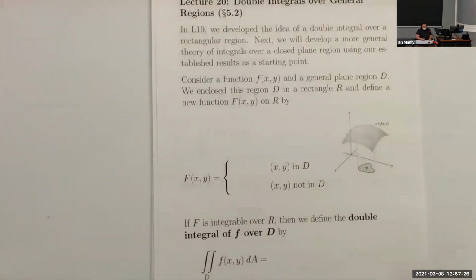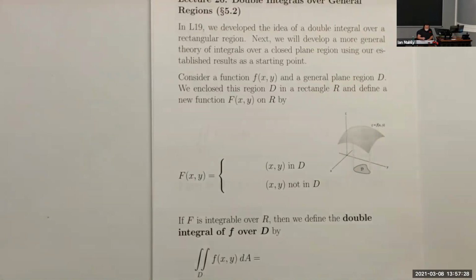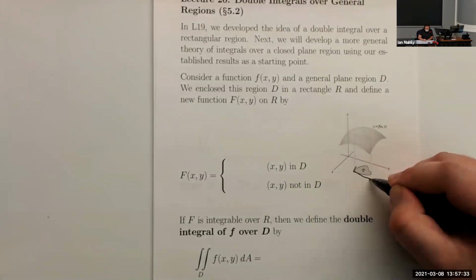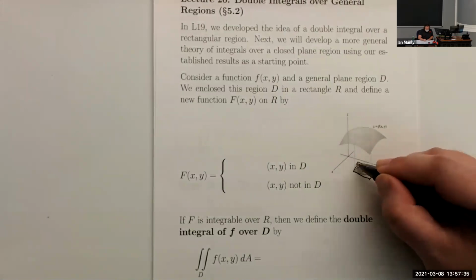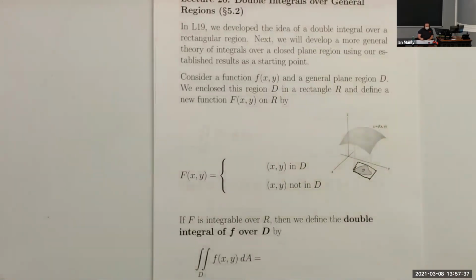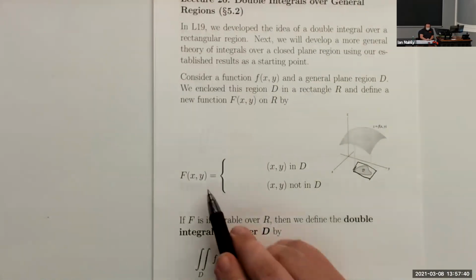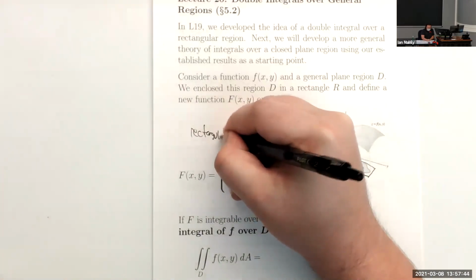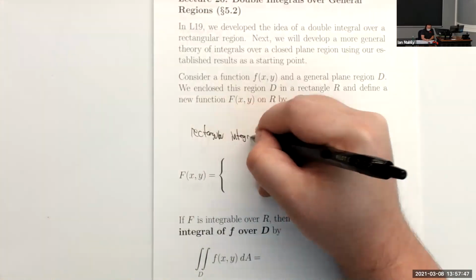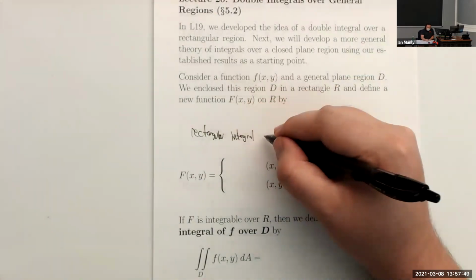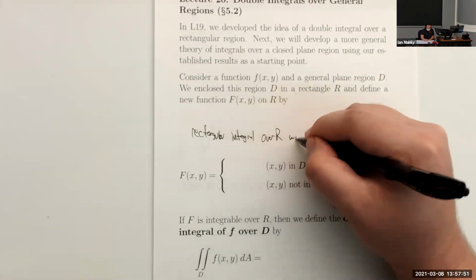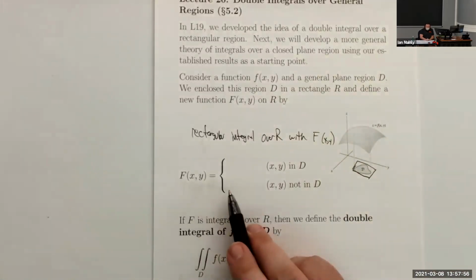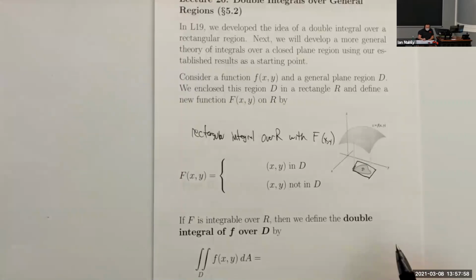What we're going to do is define a new function over a rectangle that contains D. So let's imagine that this is our rectangle and it contains D right here. Then we're going to do a rectangular double integral over R with capital F of x, y. Now what's this going to be? This is going to be a kind of funny piecewise function.